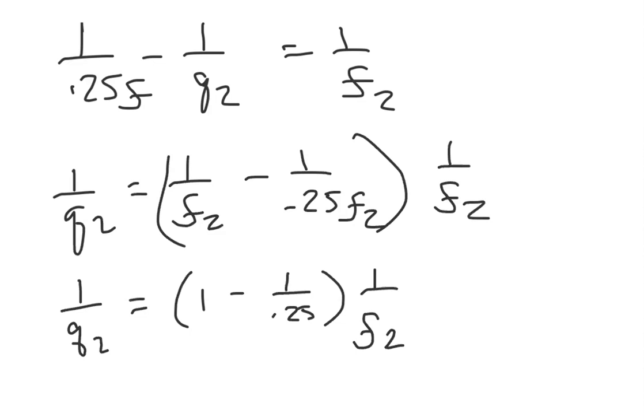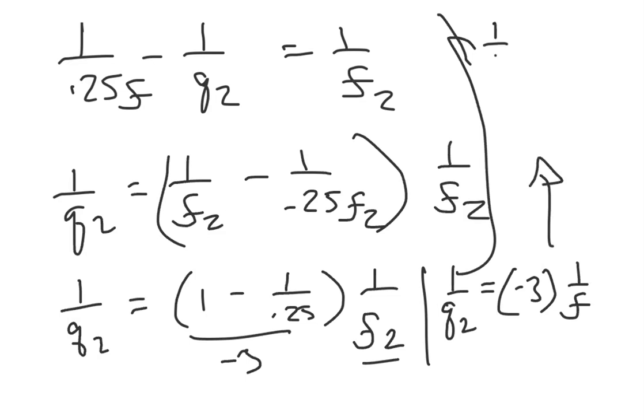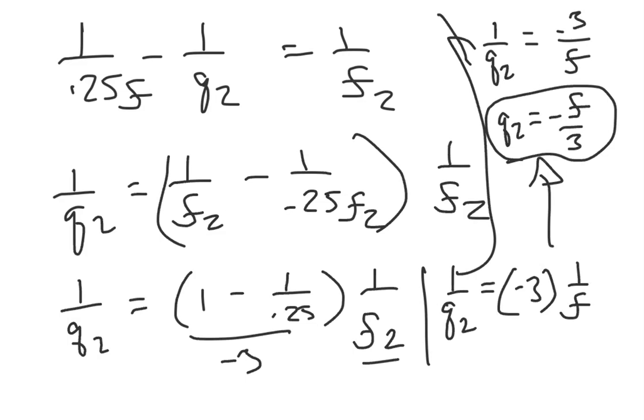So that's going to be, good job. So this math, if you want to know it, to make sure that you're getting the right answer, should be this. You should be getting this. This is -3, so it's -3 times 1 over F, right? And then so that means 1 over Q2 is equal to -3 over F, which then Q2 is equal to what? -F over 3, right?